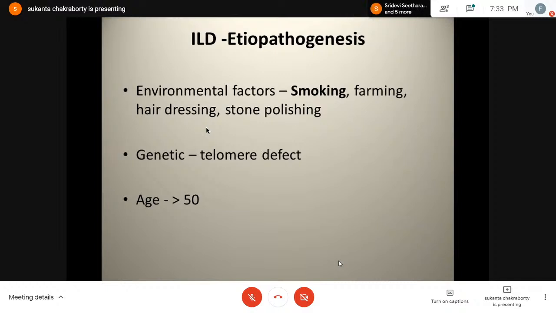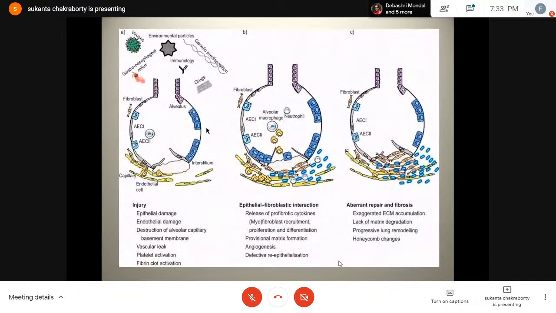Now, it is mostly a disease of the elderly, and usually over 50 years of age, patients present with interstitial lung disease. Now, briefly, what are the pathogenetic or pathological factors which end up in interstitial lung disease? The triggering factors we have already discussed in the previous slide: environmental factors, genetic predisposition, some drugs are related, and recently gastroesophageal reflux has also been associated with ILD.